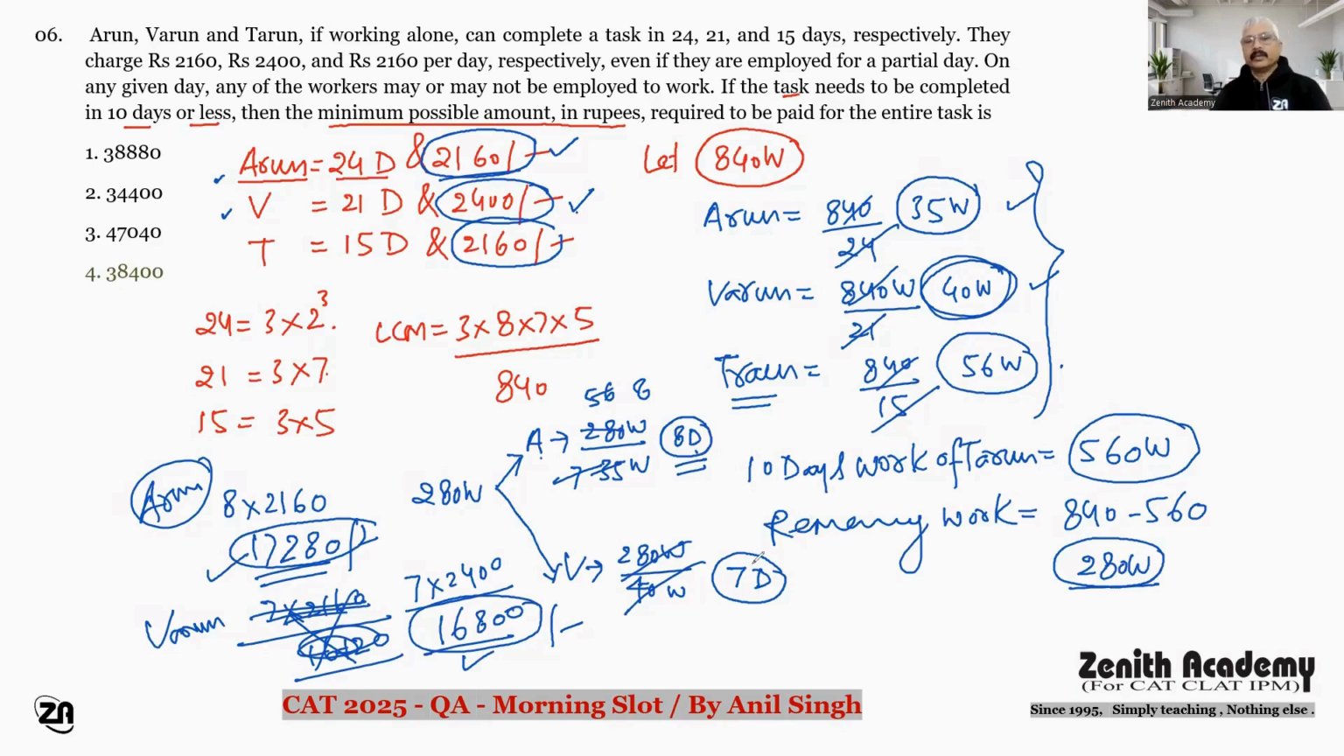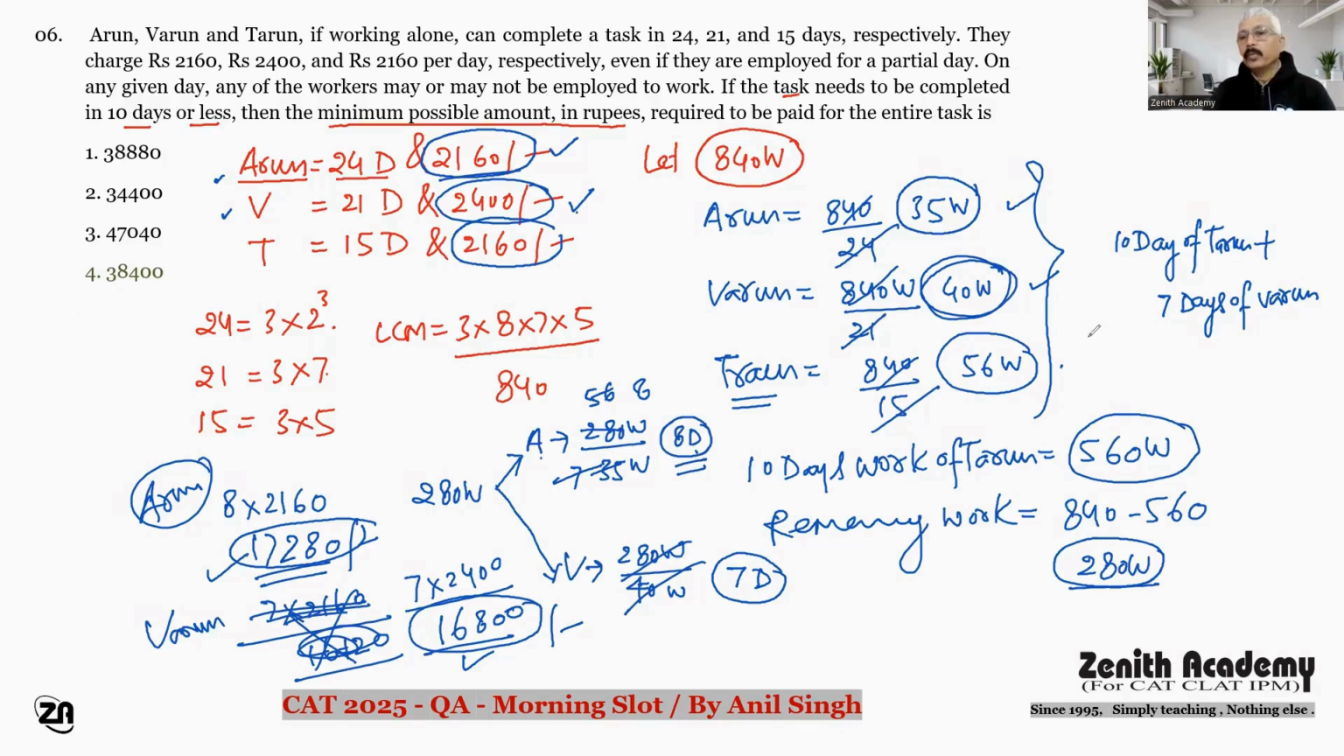So finally, we can say that 10 days of Tarun plus 7 days of Varun, ये जो कॉस्ट आएगी ये हमारी मिनिमम कॉस्ट होगी. तो this is our answer.